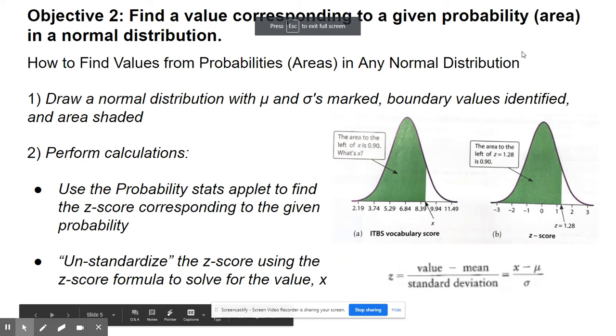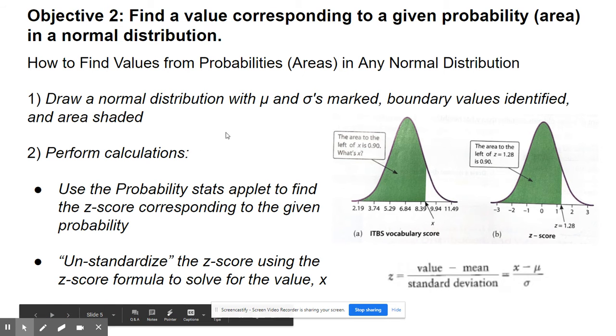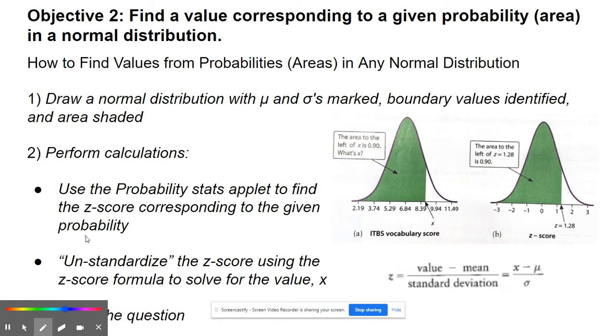Okay, so now objective 2. Now, how do we find a value corresponding to a given probability? So now what we're going to do is we're still going to start by drawing our standard normal distribution, with a mean equal to 0 and a standard deviation equal to 1. And again, it's going to look like this.